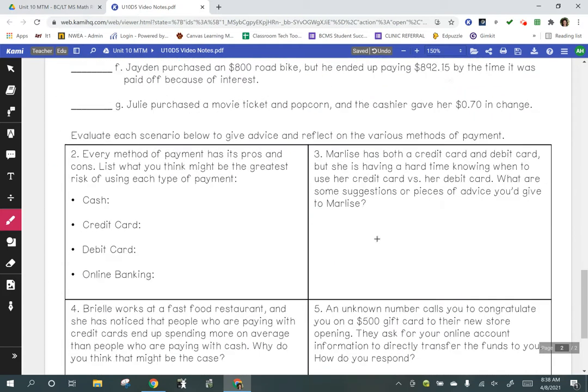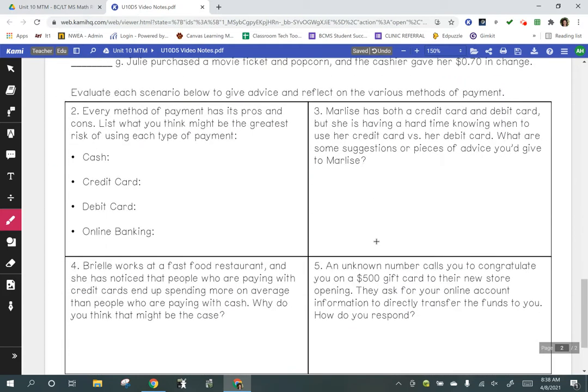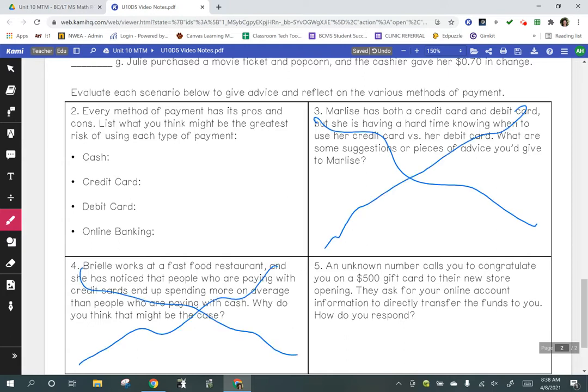All right, we're going to look at a couple of these at the bottom, but not all of them. Some of these are just good discussion pieces, but there's no actual real question. So number 2 says, evaluate each scenario below to give advice and reflect on the various methods of payment. Every method of payment has its pros and cons. List what you might think the greatest risk of using each type of payment is.